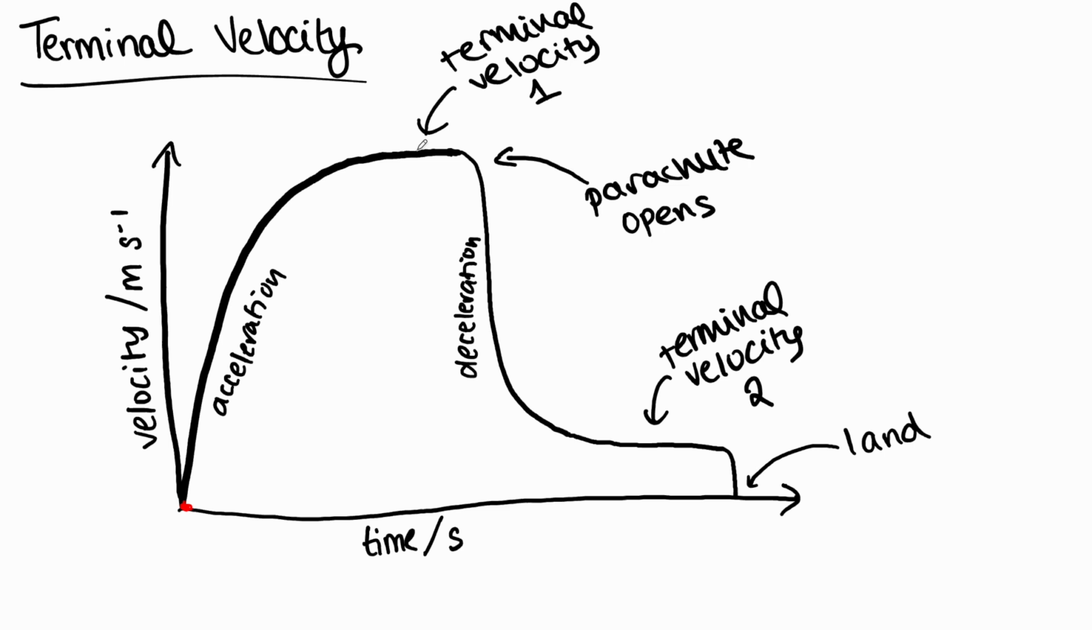When someone reaches terminal velocity, it means that the frictional forces or the drag are equal to the force of weight or gravity, and therefore there is no resultant force and the velocity remains constant. Then we see here a point where the parachutist opens the parachute and decelerates very quickly, and then at a decreasing rate until terminal velocity 2 is reached, when the drag and weight are equal again, and then the parachutist lands.